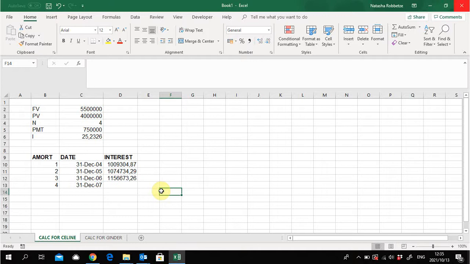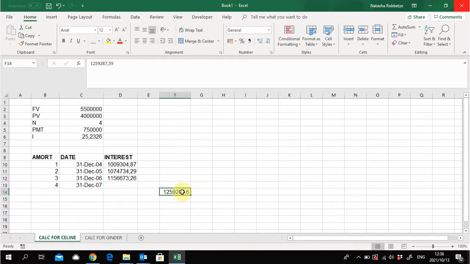Then for the fourth amort, I get an interest of 1,259,287.59. And I've typed it in the wrong cell, so let's just paste it. There we go. 1,259,287 Rand and 59 cents. That would be our interest for the fourth period, which ends December 2007.